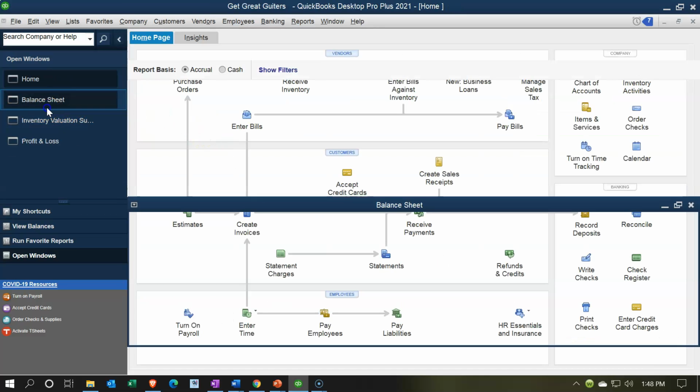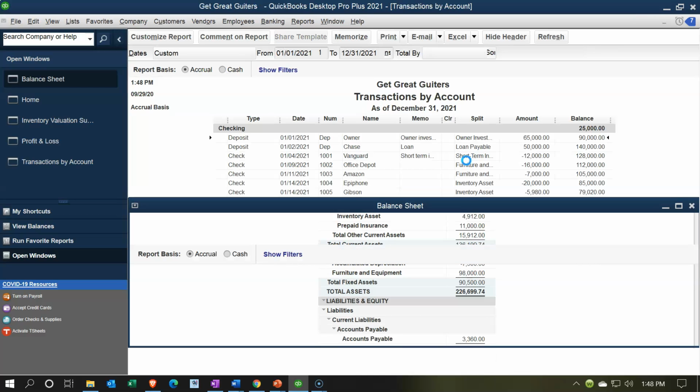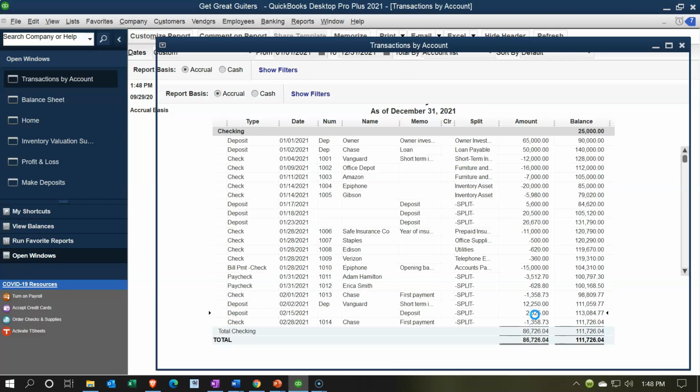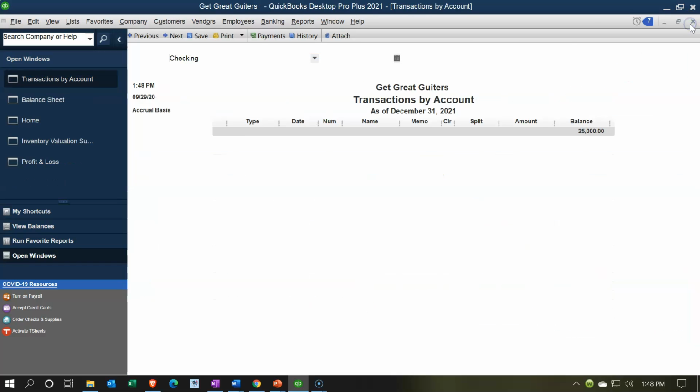Let's go back to our balance sheet, see what happens. And the undeposited funds has now disappeared. Let's look at the checking account first. If I go into the checking account, we see that we have this deposit, the second to last item there, that 2025. Double clicking on that item takes us to our deposit screen once again. Closing that out, closing this out.